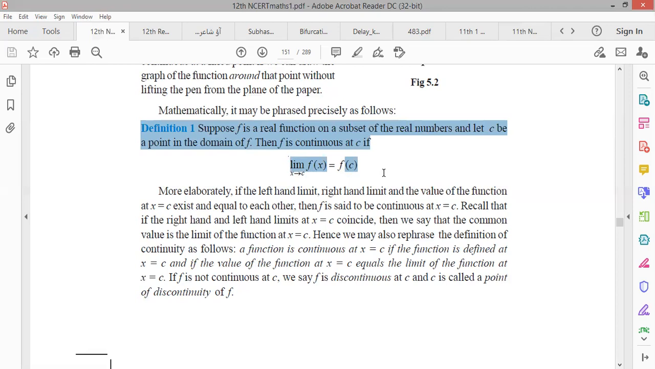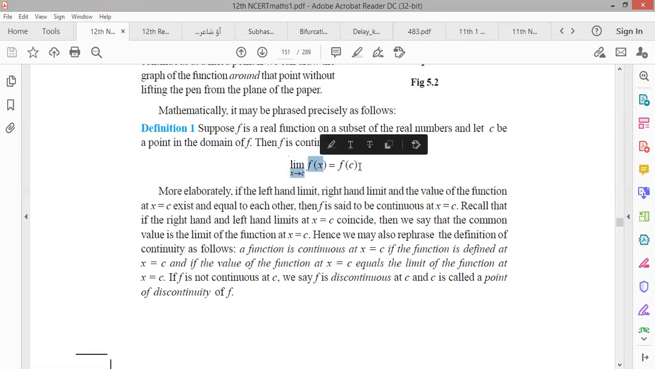Here some points are very important to note. What does this left hand side mean? This means the limiting value of the function f of x, and the right hand side means the value of the function f at the given point C. If these two agree, we say that the given function is continuous at this point C.